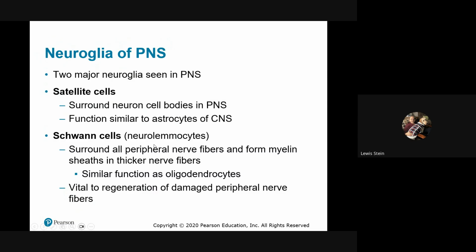Schwann cells, also known as neurolemmacytes, the neurolemma being the classic term for the sheath around the nerves, surround peripheral nerves and form the myelin sheath there, for sure. Their function is similar to, but their structure is different than, oligodendrocytes. And they really are pivotal in nerve regeneration. We don't see that in the brain. We see that in nerves here.